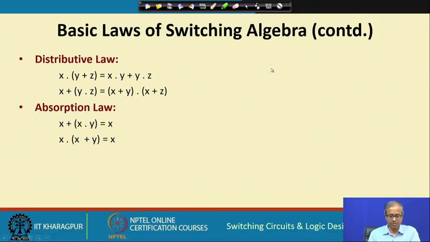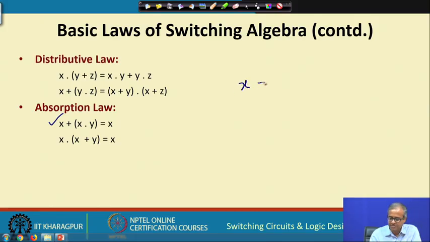Then absorption law. Absorption law says if you have an expression like x plus x dot y, this will become equal to x. x dot (x plus y), this will also become equal to x. You see, you can try to prove it by the method of perfect induction just like the way I have said, but you can also try it in a slightly different way. Like let us see the first one.